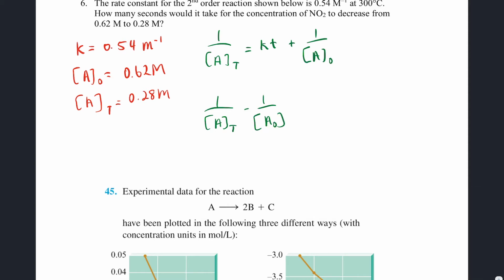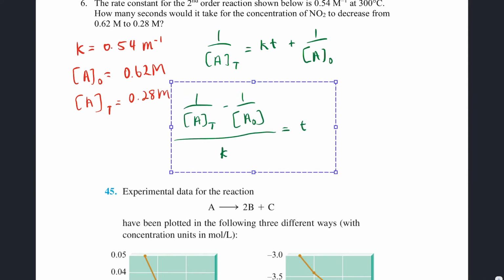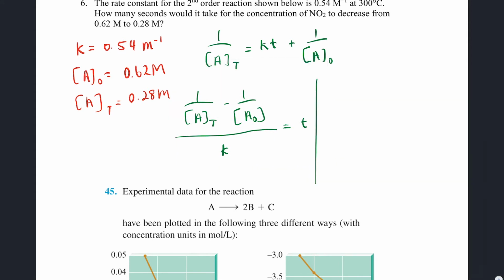A naught over the value of k, and we have our time. Let me move this over a bit so I have a little bit extra space. Now we can plug in our values. We have our equation, and all we do is solve for t. So it's going to be 1 over my A at time t, which I said was 0.28, subtracting 1 over 0.62. And my k constant for this question was 0.54. I can now solve for my t, and it's a fairly simple equation to solve now.